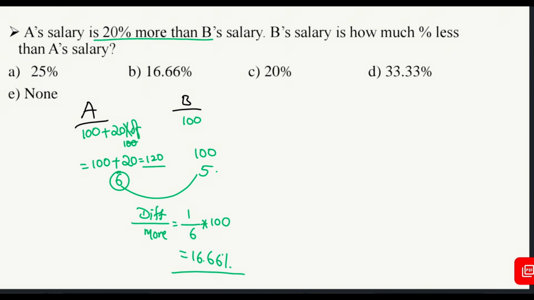Okay. Instead of writing 100 plus 20% of 100 for each and every data, we can directly find it out by reading the question itself. If 20 percent is increased, 16.66 percent has to be decreased. If 25 percent is increased, directly we have to say 20 percent has to be decreased. How do we find this out? We'll see.